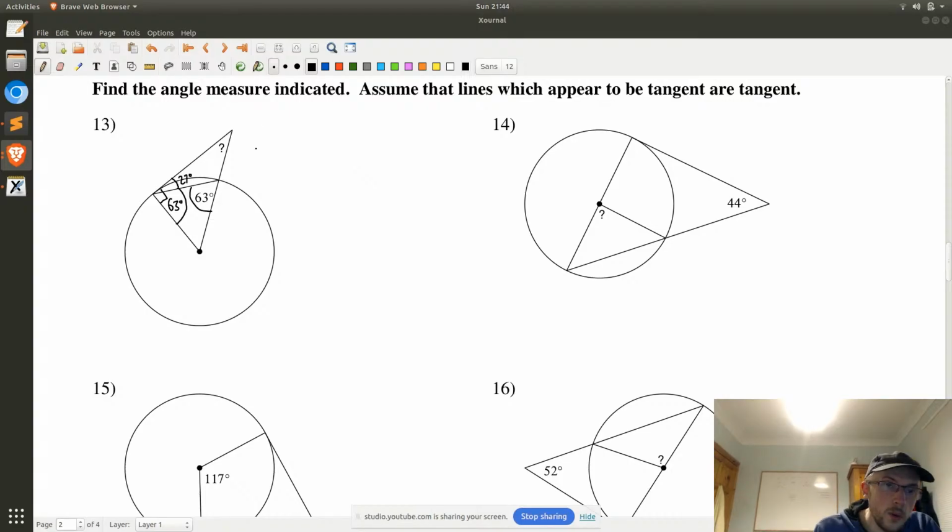Oh, I know. That's a straight line. Of course it is. So 180 minus 63, which is 117. And then 117 plus 27 makes 144. Take that from 180, and we have 36 degrees.